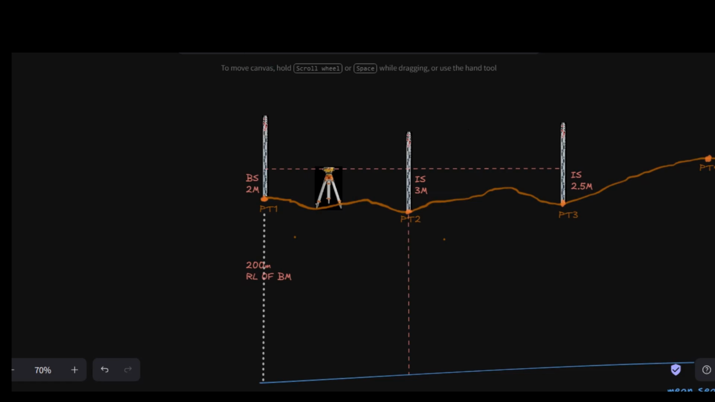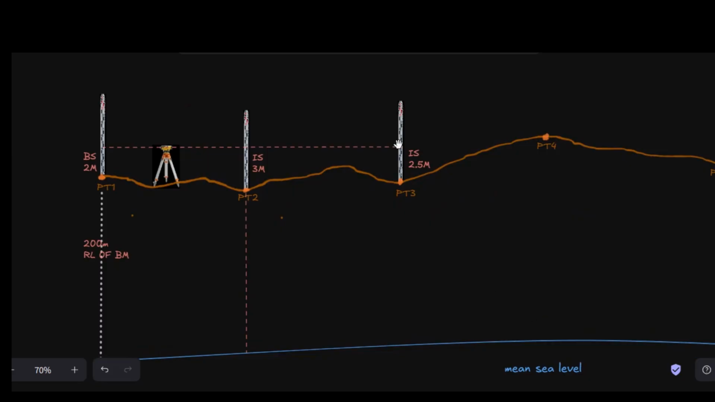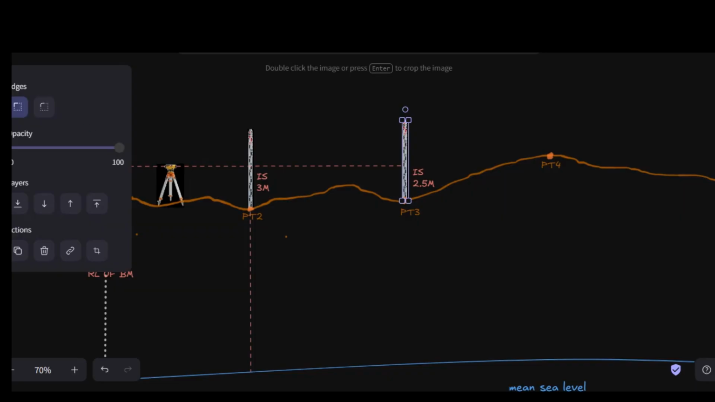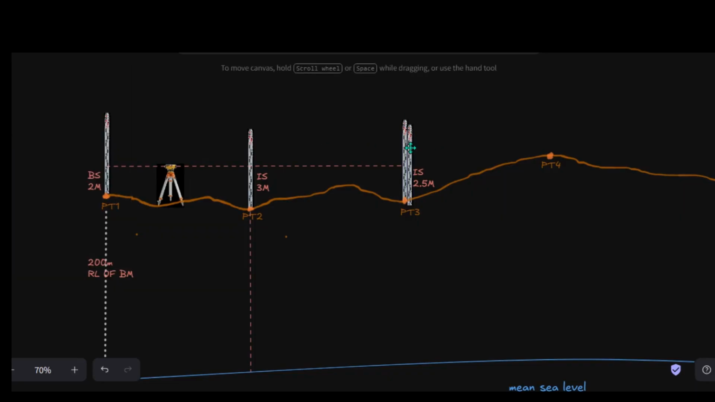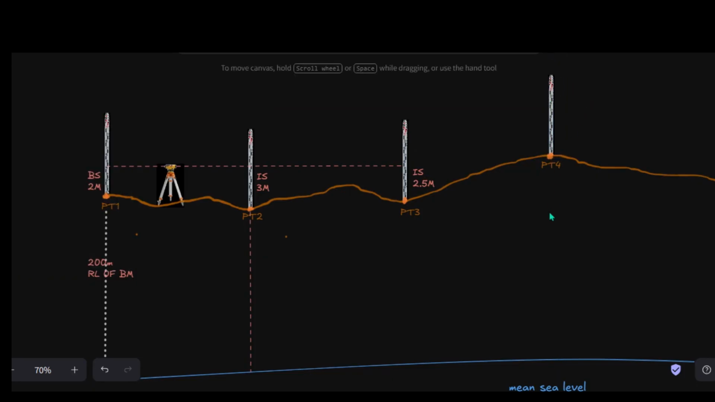Now we want to move this staff to point 4 so that we can determine the next intermediate sight. So what we do is moving this guy here, now on point 4. But if you check, the instrument cannot actually view this staff, because if you follow the line of sight, it will hit somewhere around this hill. It means it cannot view this staff.